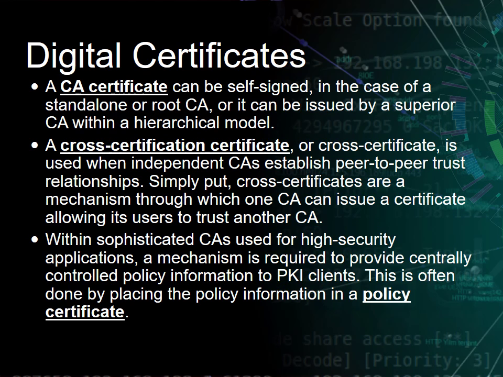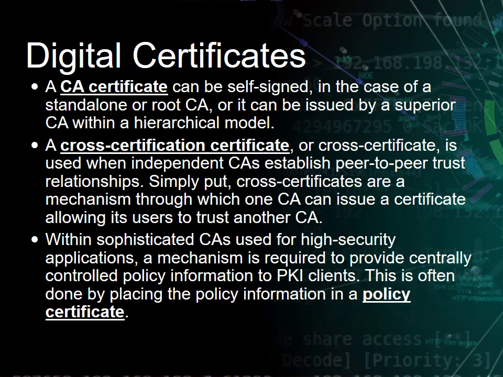A CA certificate, or certificate authority certificate, can be self-signed in the case of a standalone or root certificate authority. It can be issued by a superior certificate authority within a hierarchical model. A cross-certification certificate, or cross-certificate, is used when independent certificate authorities establish peer-to-peer trust relationships.